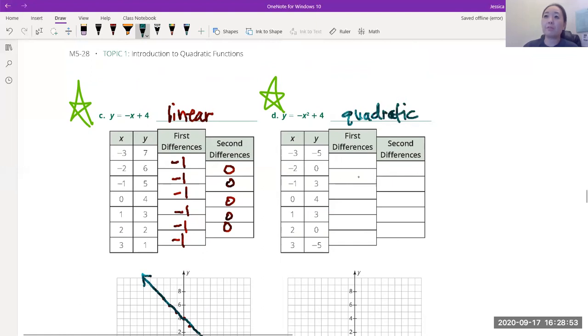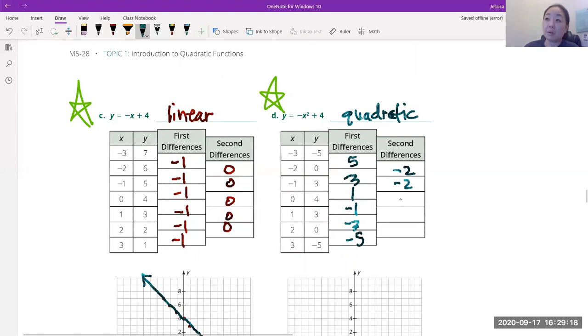All right, and we have first differences: 5, 3, 1, -1, -3, -5. All right, and the second differences we got was, and I would recommend that you write this out. This is just for answers, okay? So you would go 3 minus 5, which would be -2. That's how I'm getting this. 1 minus 3, which is -2.